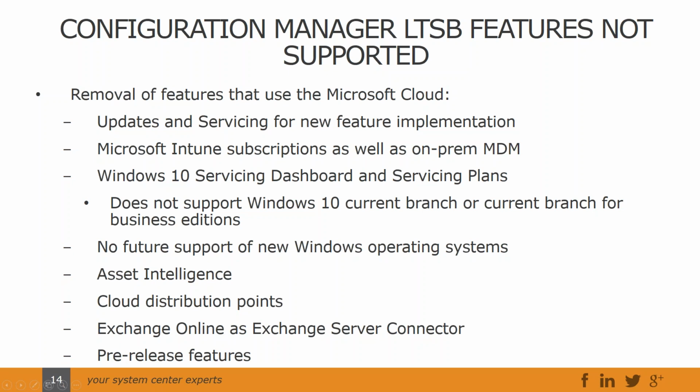Asset Intelligence as a feature is still there. What's removed is the Asset Intelligence synchronization point, because that, again, relies on getting up to the cloud. And what that Asset Intelligence synchronization point is there for is to help provide a new catalog for you that would bring down a new catalog of application signatures. You'd be able to more easily identify which applications are in your environment. But the Asset Intelligence feature for identifying your software is still there through hardware inventory. It just will not do the updating.